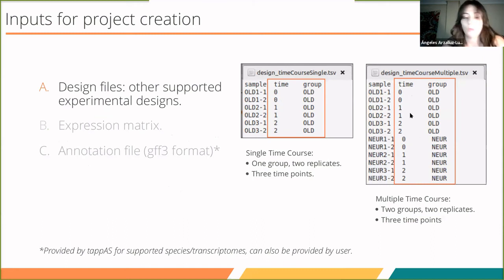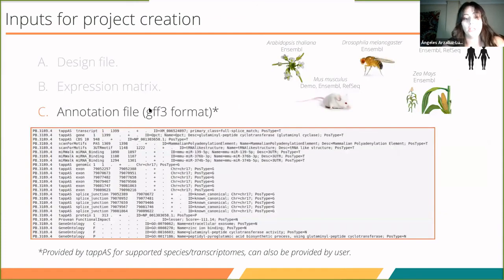And again, two replicates per time point in this case. And finally, tappAS requires a functional annotation file in a compatible GFF3 format. This corresponds to the output obtained after running SQANTI3 with the isoAnnotLite argument.